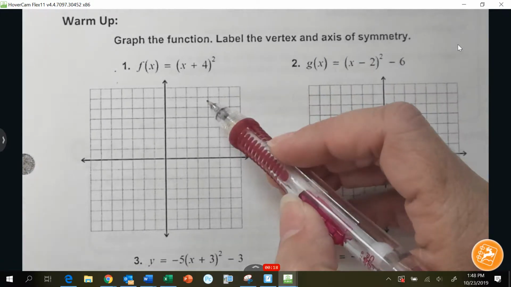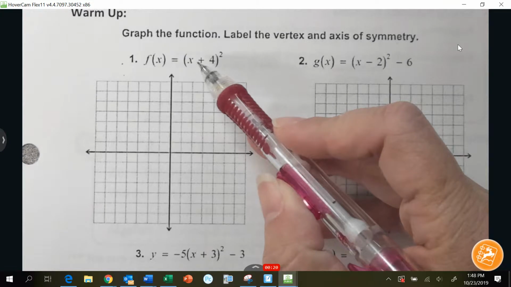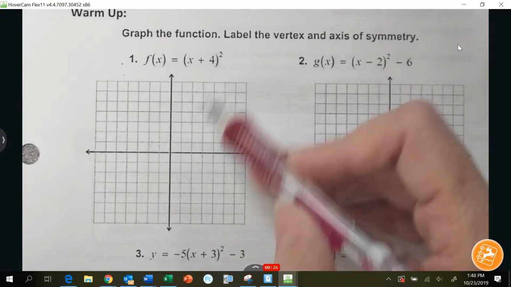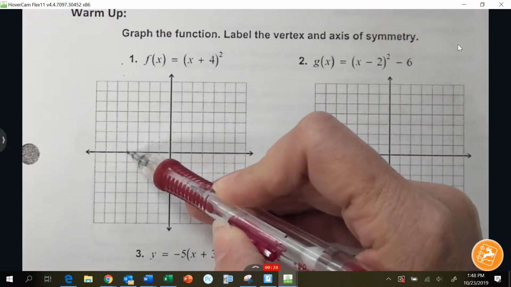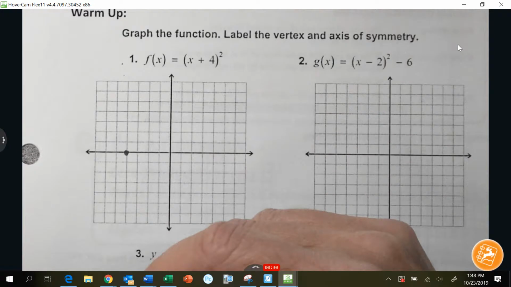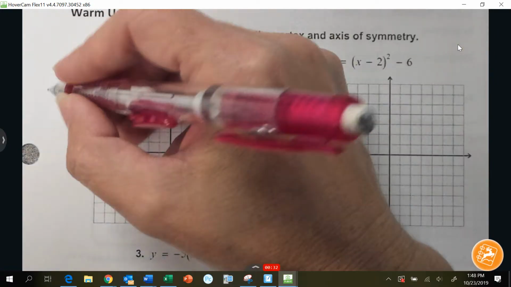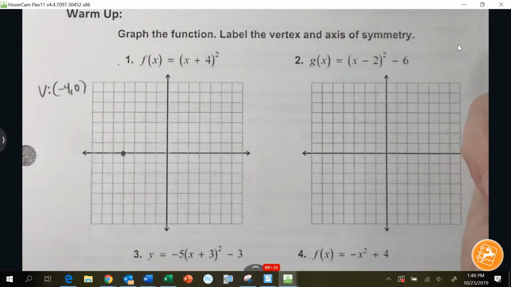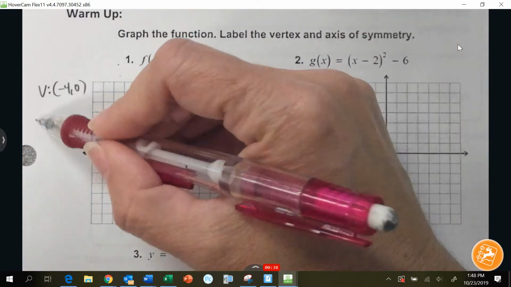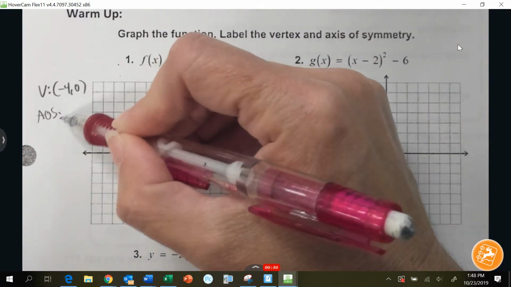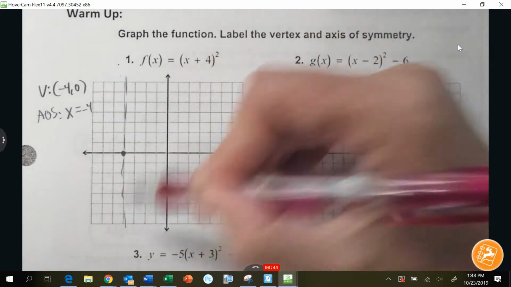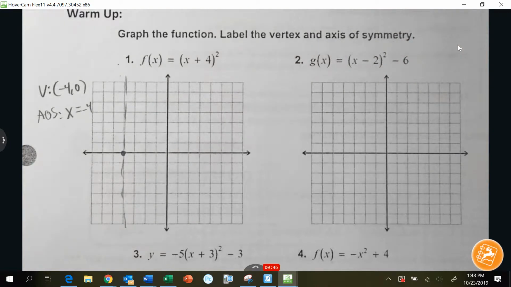Okay, so just a quick review. If I have x plus 4 squared, where's the vertex? Left, how far? And up nothing, so there's my vertex at -4, 0. And my axis of symmetry is x equals -4. How do I graph this?